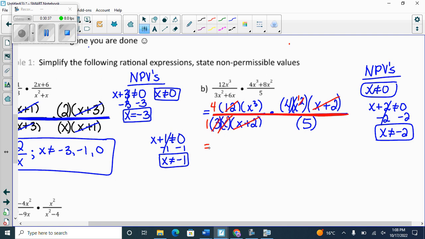So let's write what's left over. When we have more than one number in a bracket by itself, we just multiply them. So 4 times 4 is 16. And then x cubed times x to the 1, 3 x's plus 1 more x is x to the 4. All over 1 times 1 times 1 times 1 times 5. So it's just a 5 in the denominator. And I have to make sure to state my NPVs. So x can't equal 0 or negative 2.